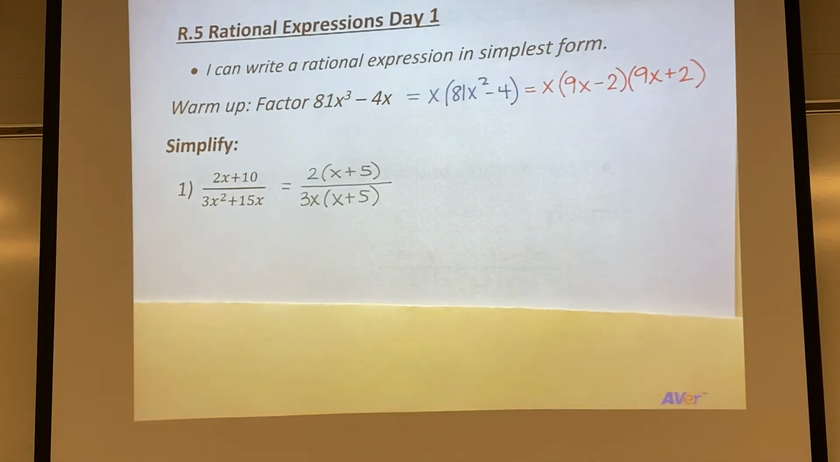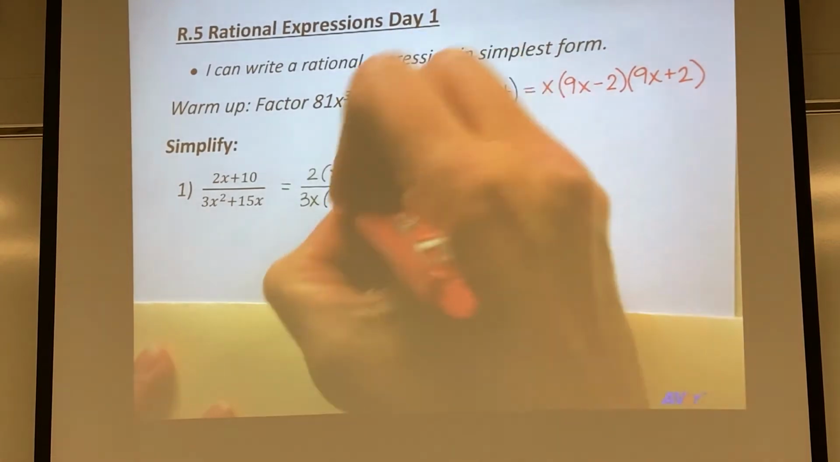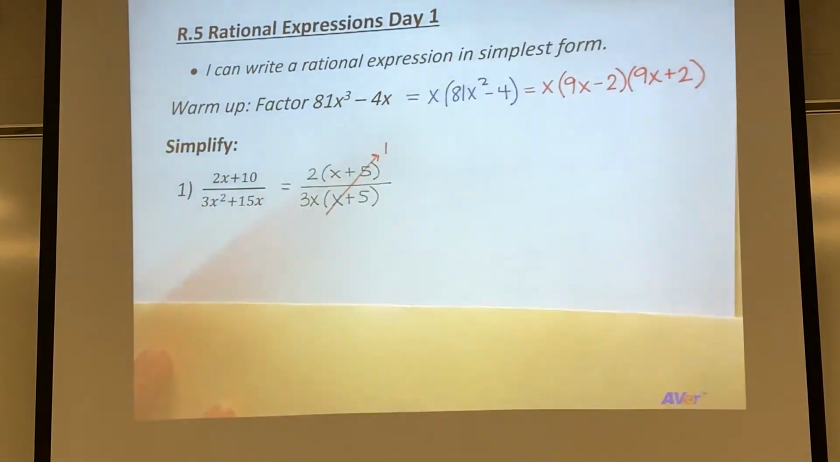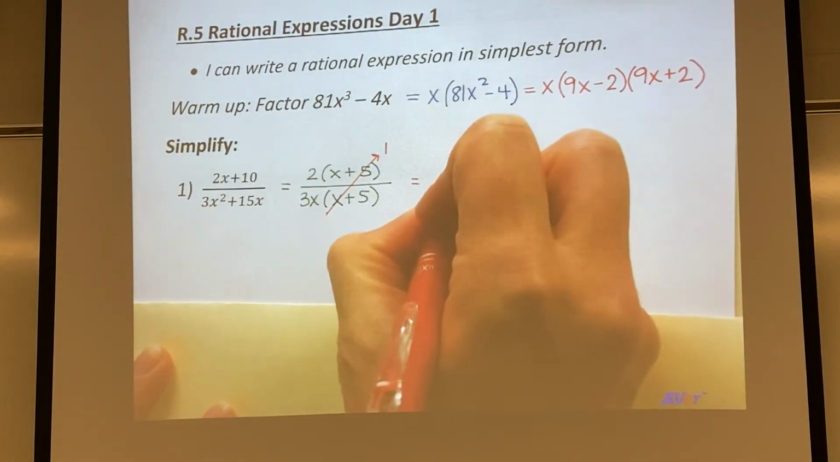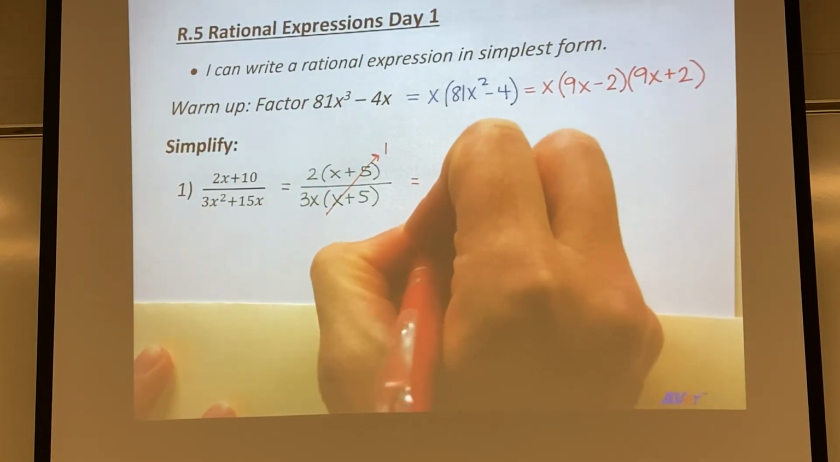Now you'll notice that both in the numerator and the denominator, we have an x plus 5. Well, if you take anything and divide it by itself, it equals 1. So x plus 5 divided by x plus 5 equals 1. So we can divide those out to equal 1. 2 times 1 is just 2, so we're left with a 2 in our numerator and a 3x in our denominator.